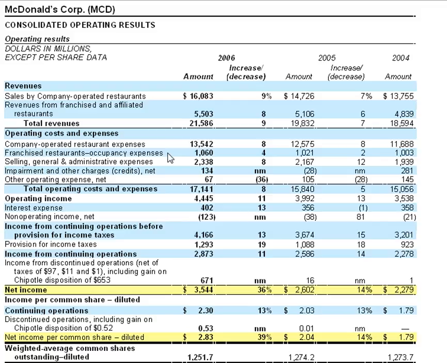Next, we have the operating income. This is calculated when we have the total revenues of $21,586 and deduct the total operating costs and expenses of $17,141, which gives us the amount of $4,445 for the operating income. Usually this section is often used by investors as a measure of profitability or of how well the business is doing in making profits for the operation.